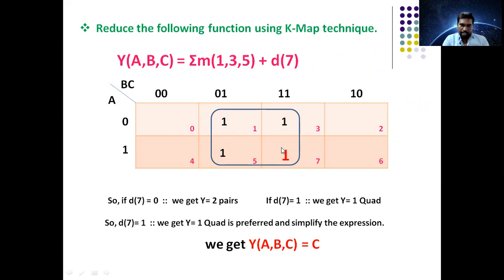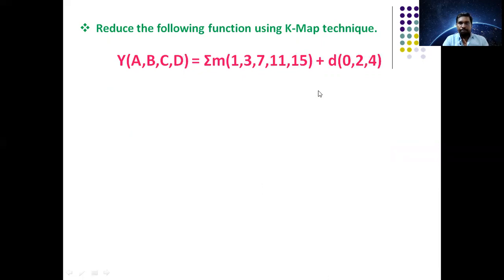Because due to the presence of this D of 7, we added 1 here so that the 2 pairs are totally converted into 1 quad. Therefore, we got the answer as C. So, because of the presence of this D of 7, we got the answer as C. Otherwise, we would have got the answer of 2 pairs. So, these don't care cells helped us to even more reduce the final expression. Clear? Next, we will take one more example.